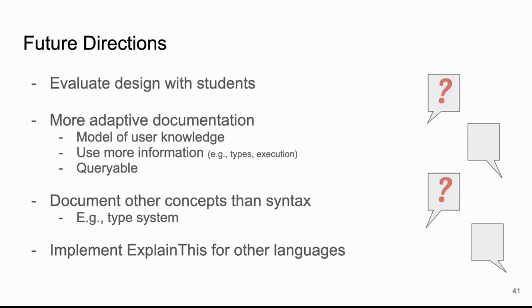You can also imagine using more information. Right now we're just using the syntactic structure of the code, but we can think of using more information about types or perhaps execution. Maybe you could capture some of the execution so that the examples more closely resemble how the code is actually being executed, maybe with some values.